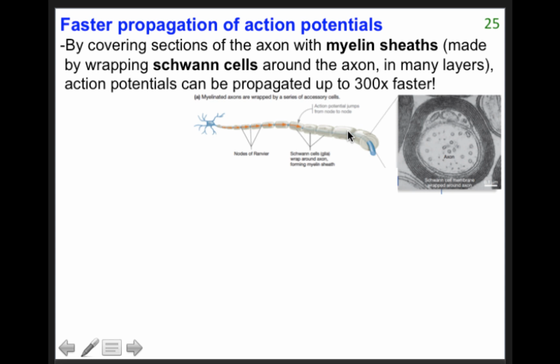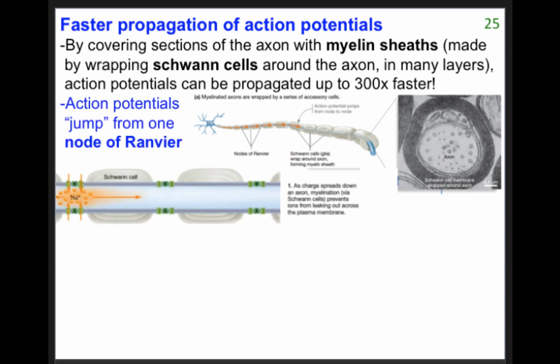So that makes a big difference if you're trying to signal, say, your foot to contract and move, if you can get that signal there 300 times faster. All right, so the reason why the action potentials can travel faster is because these action potentials can actually jump from one node of Ranvier to the next. We have the Schwann cells covering up and insulating this segment. The nodes of Ranvier are these uncovered, unshielded sections in between.